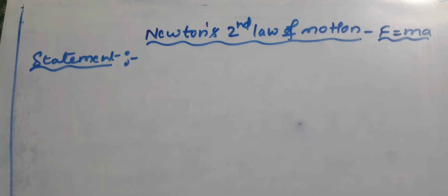In the previous videos we studied linear momentum and the change in momentum. So using the change in momentum, we can derive the formula for force from Newton's second law of motion. Newton's second law of motion explains what happens to the state of a body when force is applied.